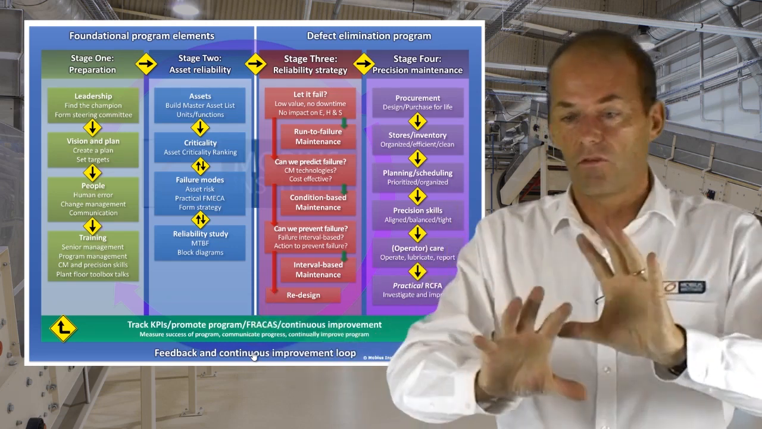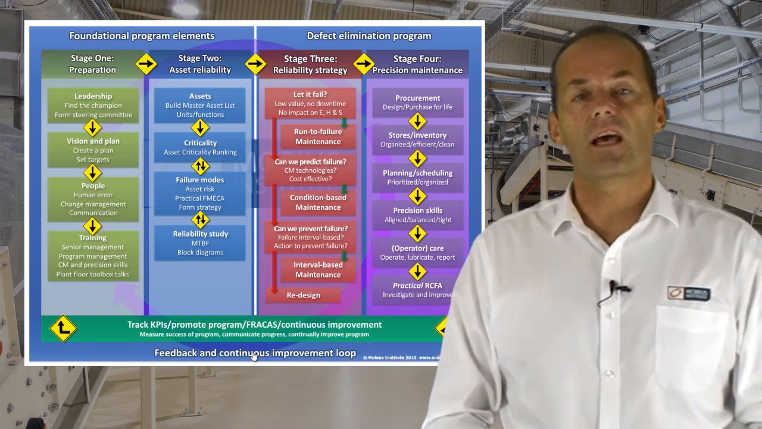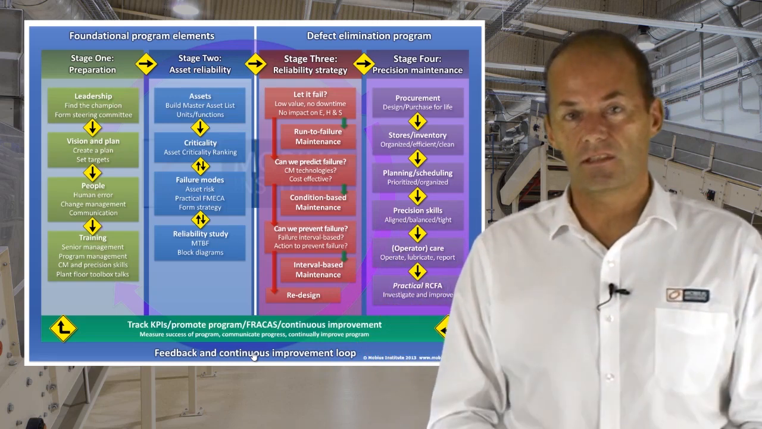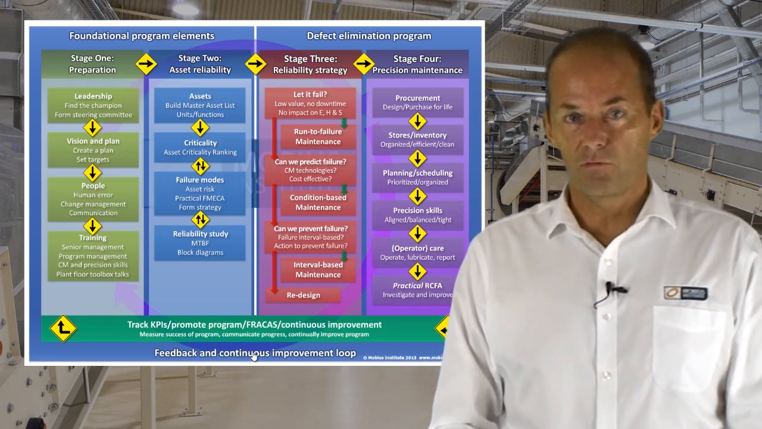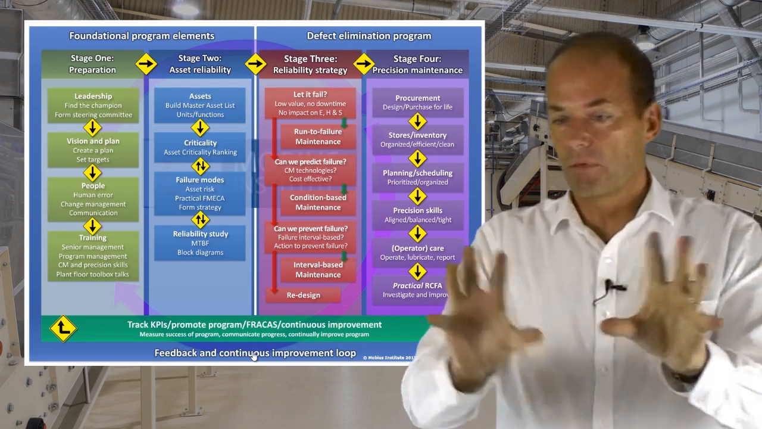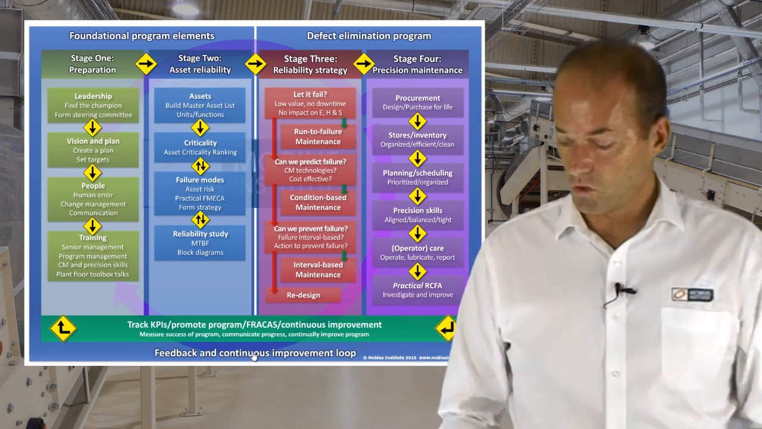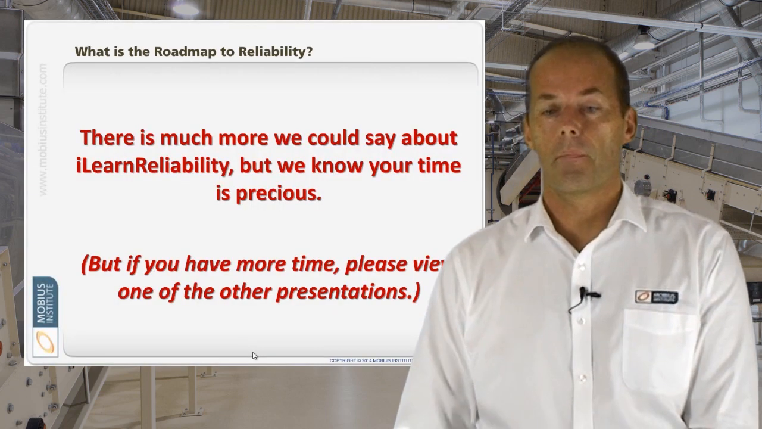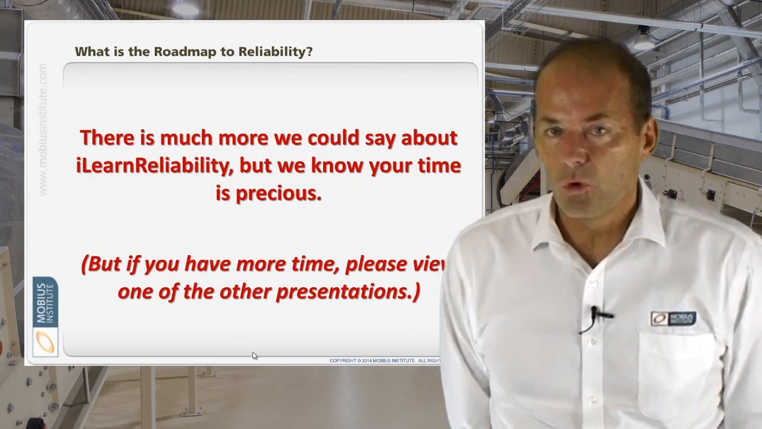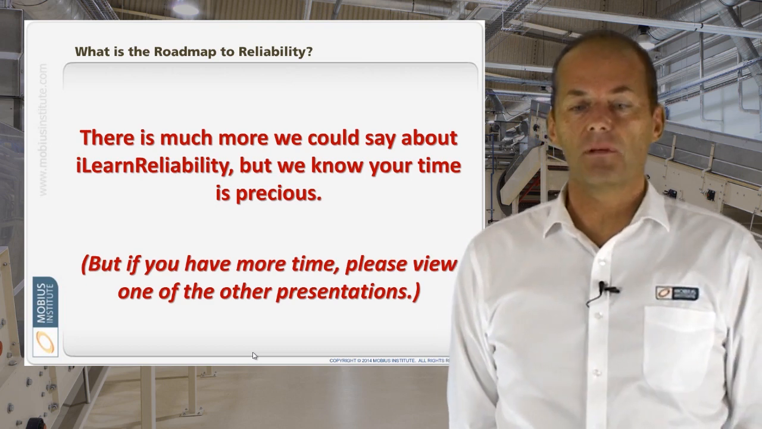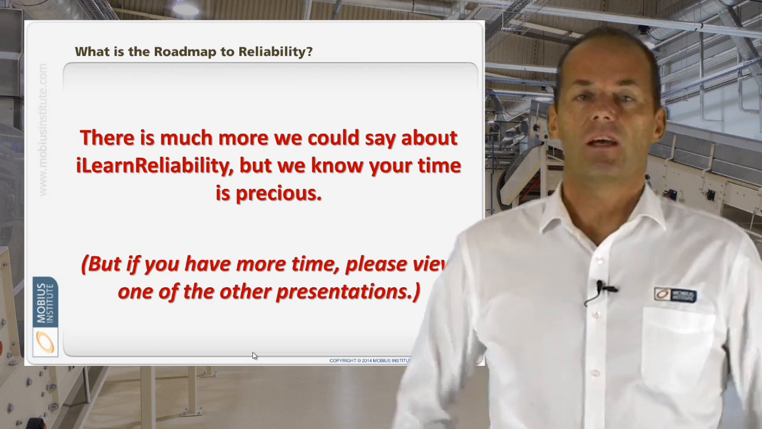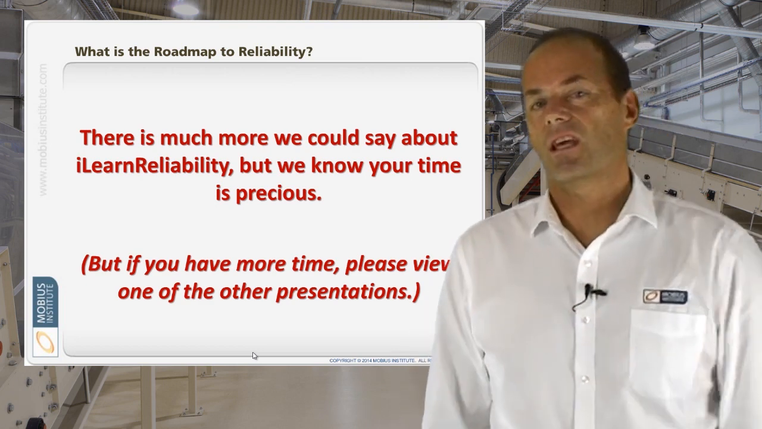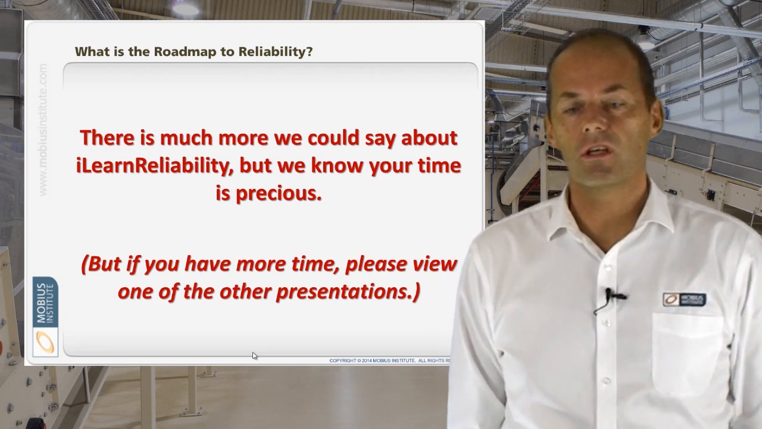And I would argue that if you took care of all of these aspects, you will have a successful reliability improvement initiative, and Unreliability is providing the training so that you can do just that. There is much more we could say about the roadmap to reliability and our process map and the training we provide, but we're trying to keep these movies a little shorter.